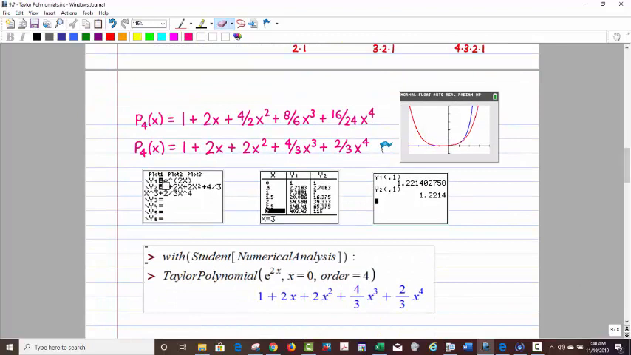So what I did is I put in e to the 2x in the calculator for y1. I typed in the polynomial for y2. And then I put a table of values in right here. And let me zoom in on this a little bit.